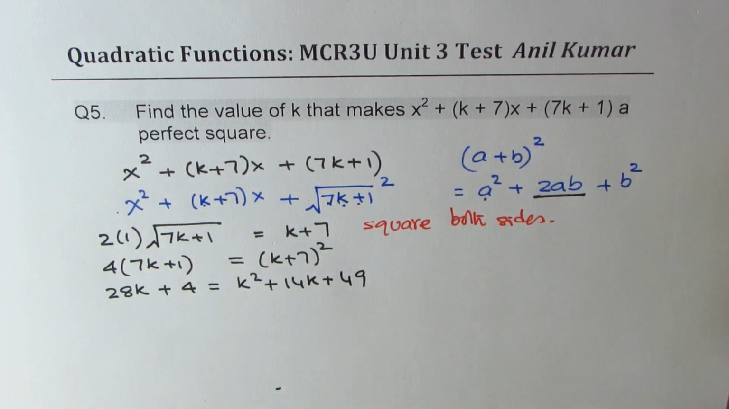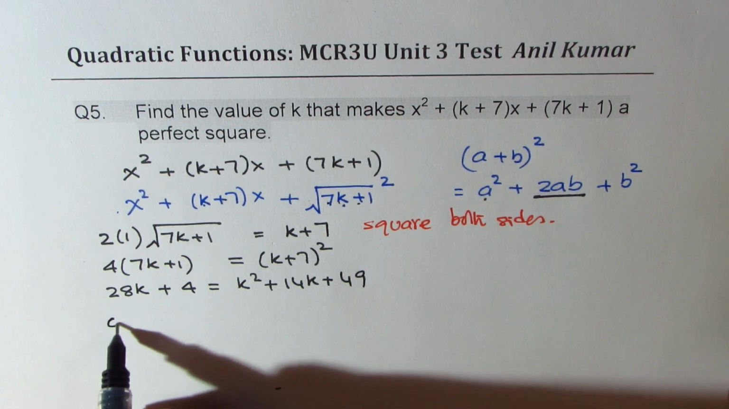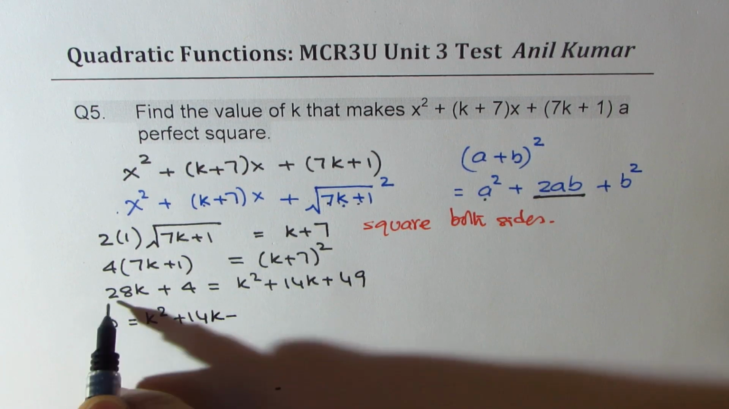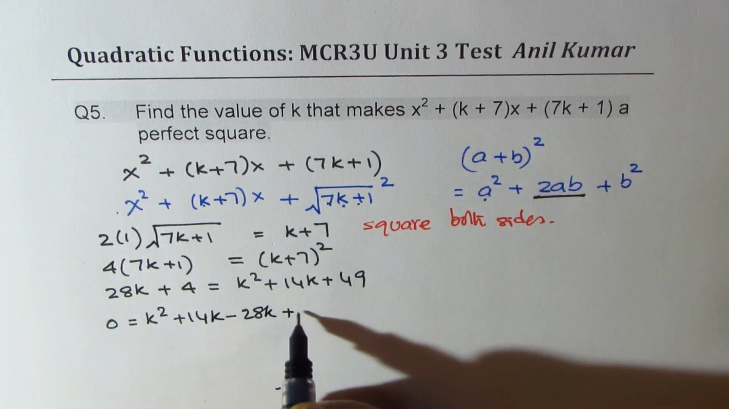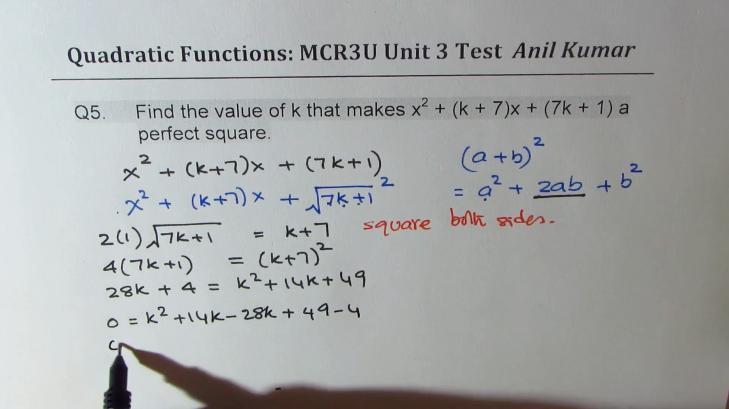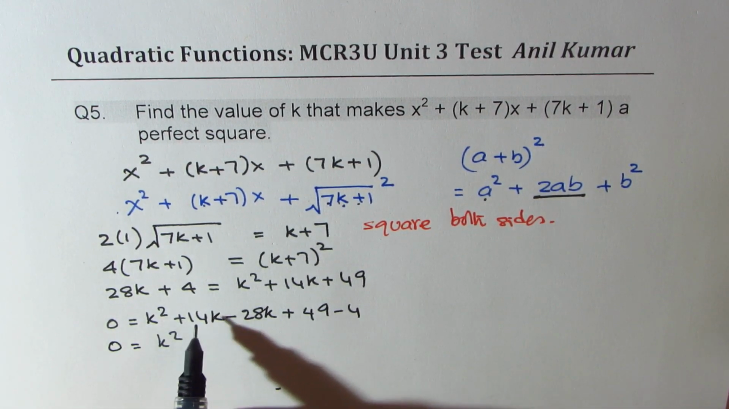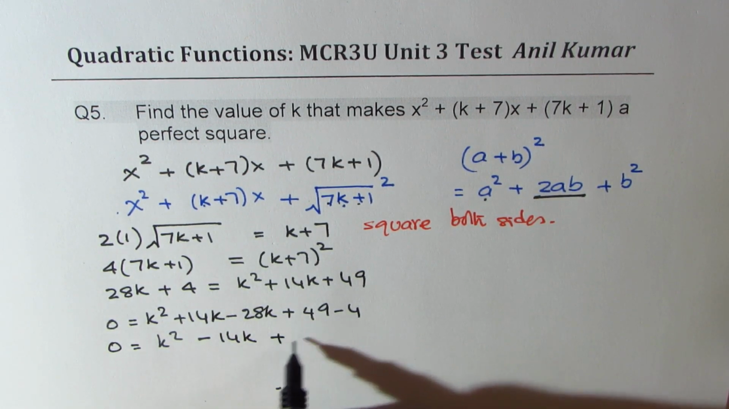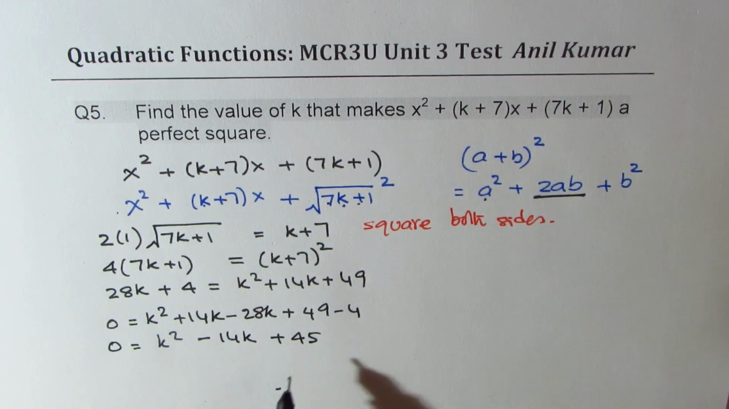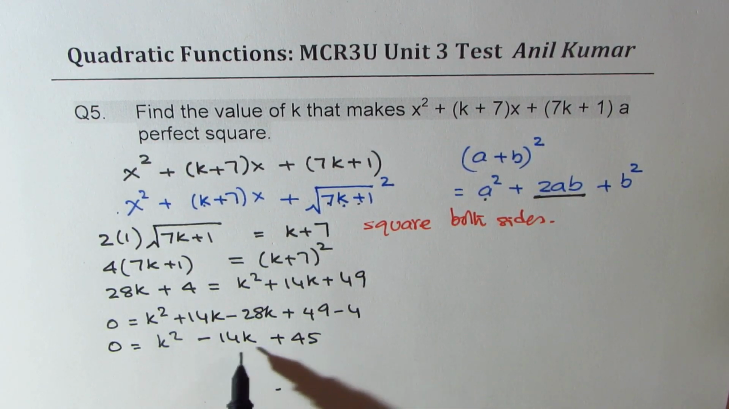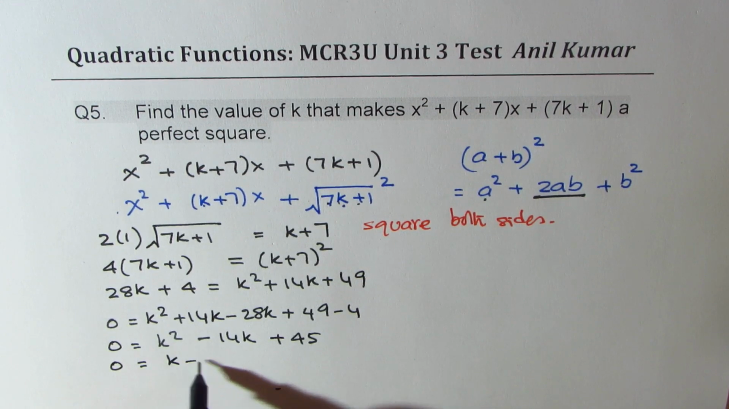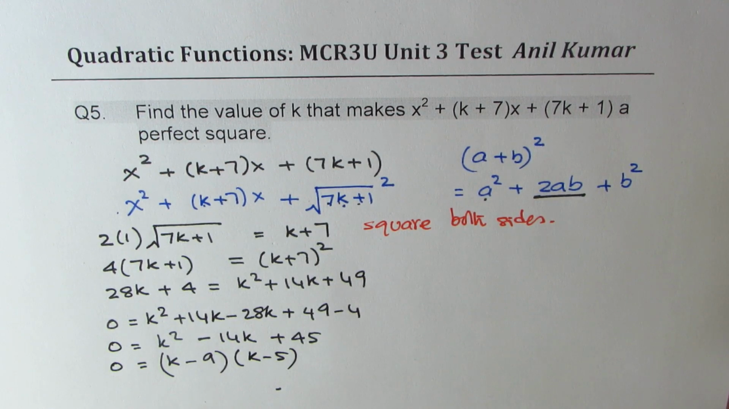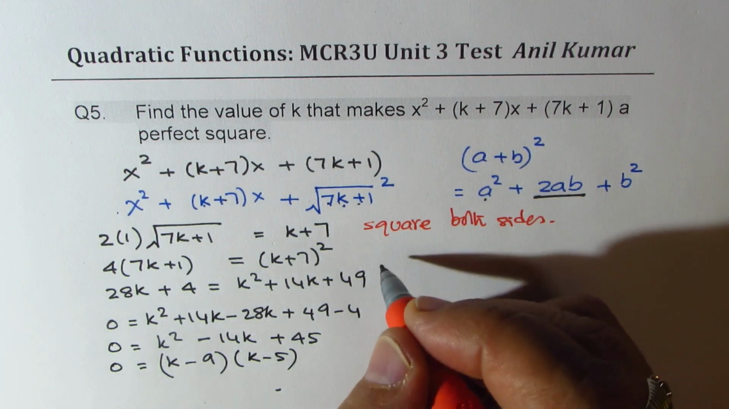49. Now bringing all the terms together, we get 0 equals k squared plus 14k minus 28k plus 49 minus 4. That is k squared. Now 14 minus 28 is minus 14k, and here we get plus 45. Now this could be factored. 9 times 5, both negative. So we get 0 equals k minus 9 times k minus 5. Correct? So we get a factored form of our equation.